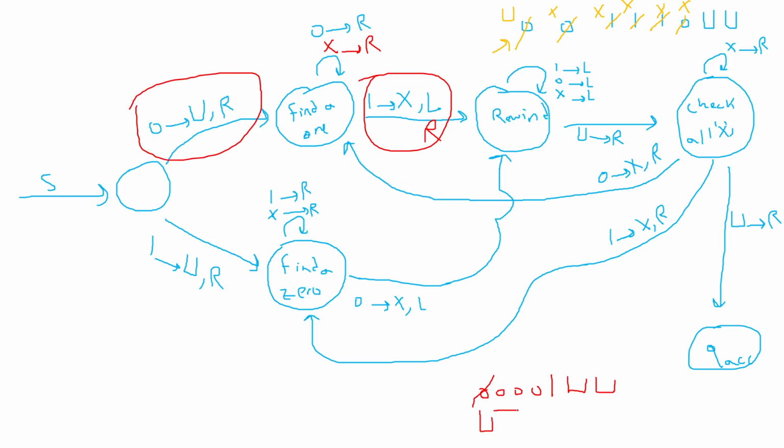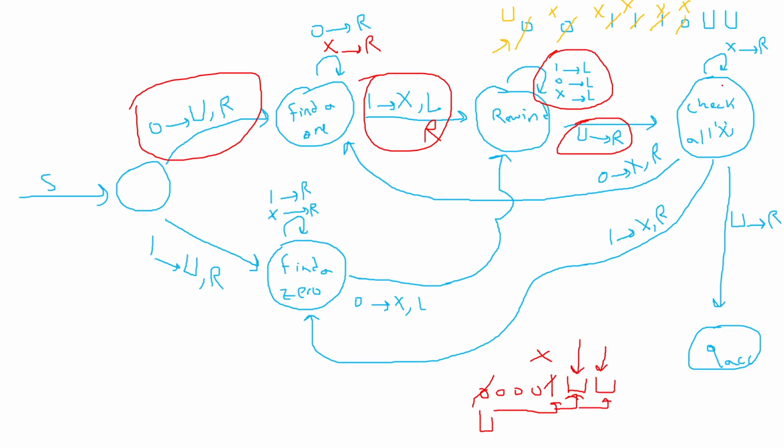Then I skip all the zeros until I find a 1, which is right here. If I cross it with an X and I move to the right instead of to the left, what does this tell you? There's nothing to rewind, there's only a blank. My current header is here.